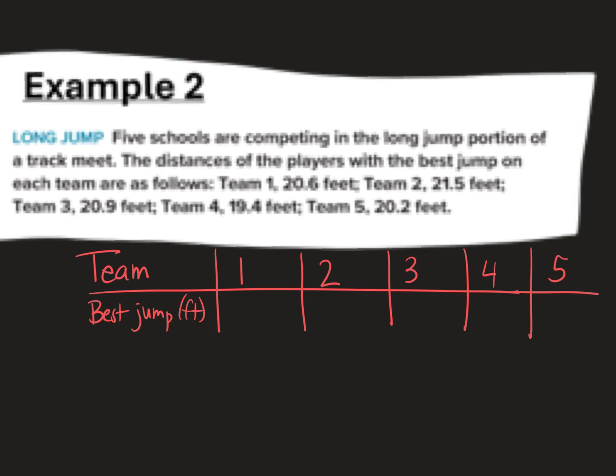And then Team 1, the first jump is 20.6 feet. Team 2, 21.5 feet. Team 3, 20.9 feet. Team 4, 19.4 feet. And Team 5, 20.2 feet.